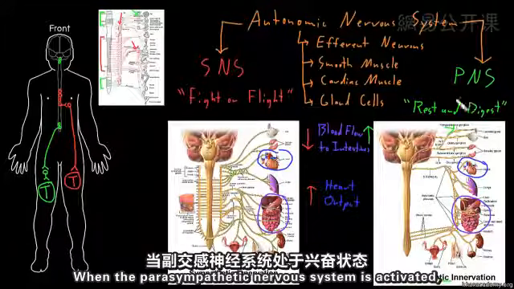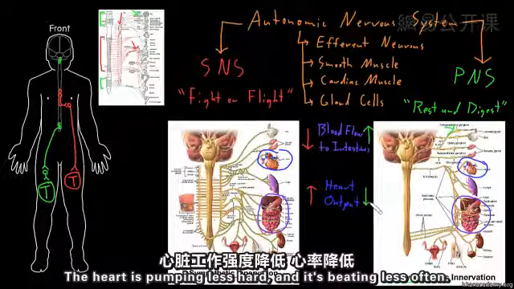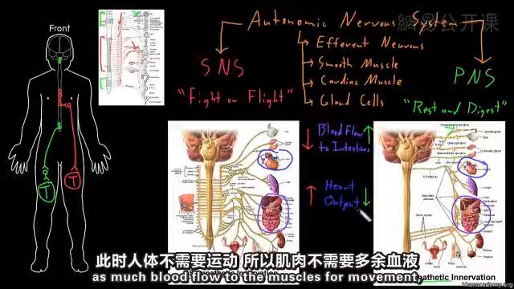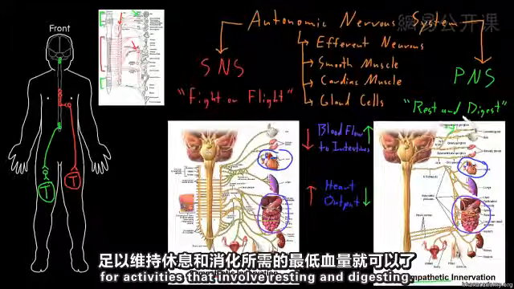When the parasympathetic nervous system is activated, the heart output goes down. The heart is pumping less hard and it's beating less often. It's just working less because you don't need as much blood flow to the muscles for movement. So you go to kind of a baseline level that's sufficient for activities that involve resting and digesting.